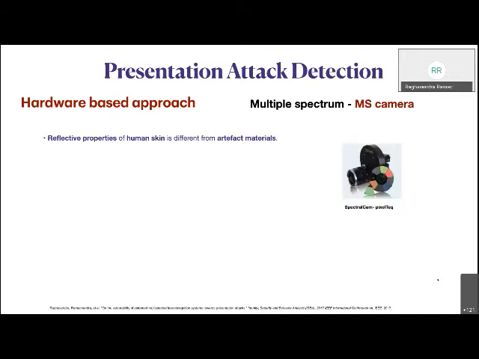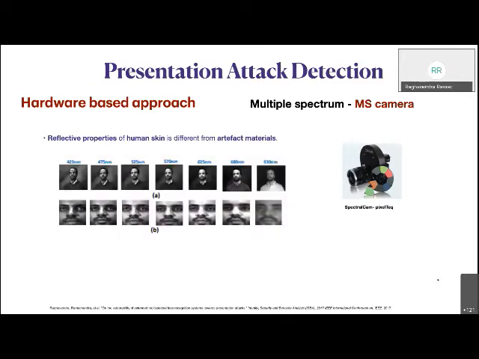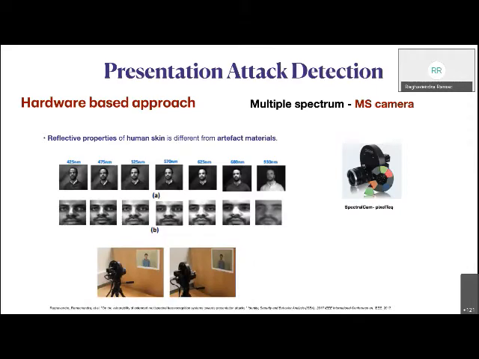For that we use the spectral cam. It captures seven different spectral bands, starting from 425 nanometers to 930 nanometers, and this is how the different images look, and this is how we capture the image.